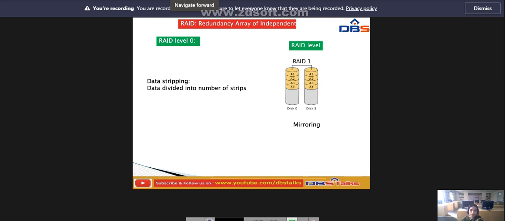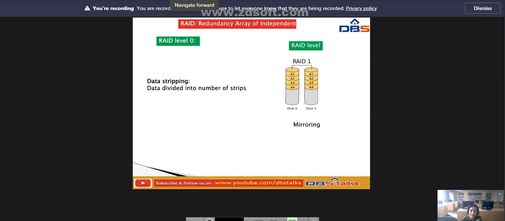Now I am coming to RAID level 0. What is meant by RAID level 0? It divides data into block units and writes them across a number of disks. This is called data striping.